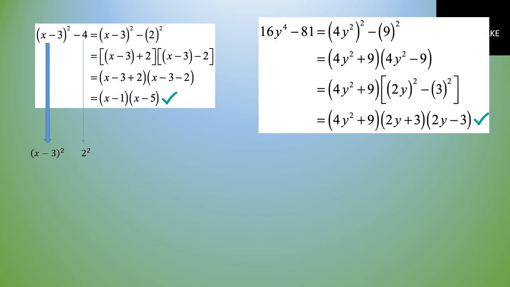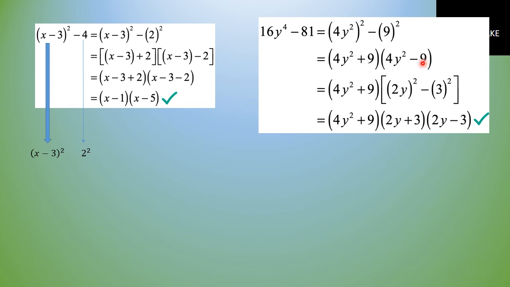Next sum. 16y to the power 4 minus 81. Now look at this. 16 means what? 4 squared. y to the power 4, what do I do? I put it as y squared to the power 2. 81 is what? 9 squared. So using this, I will write down 4y squared plus 9 and 4y squared minus 9.